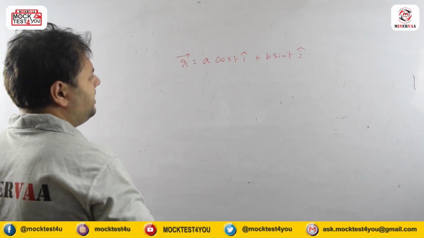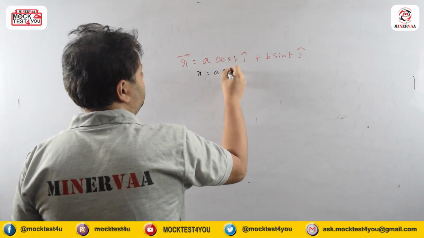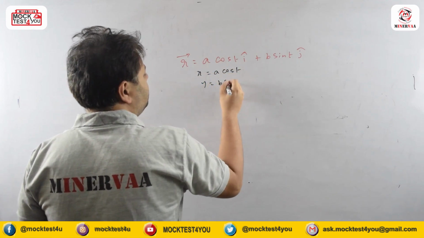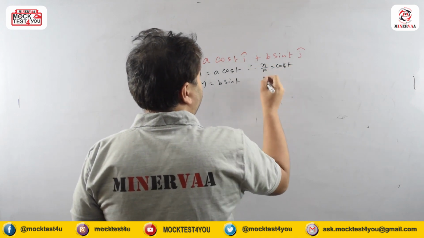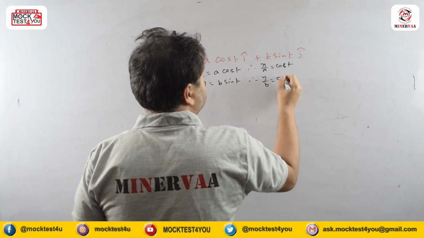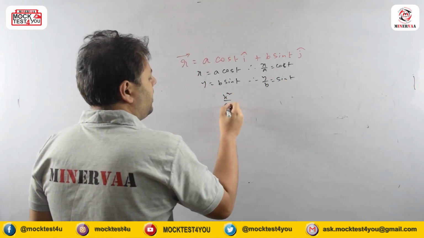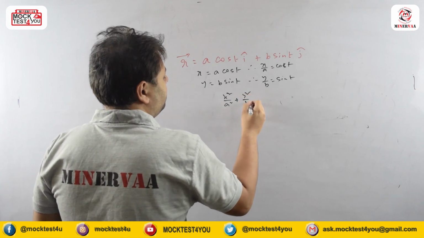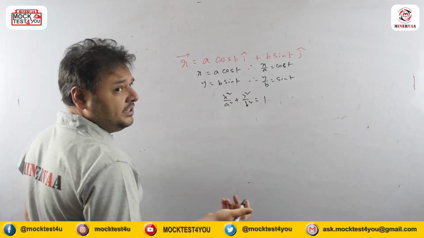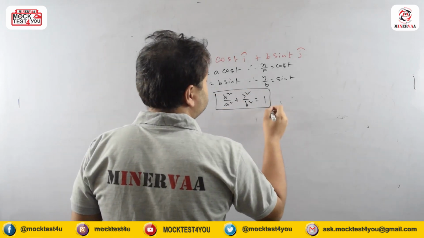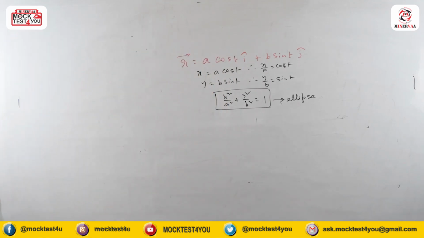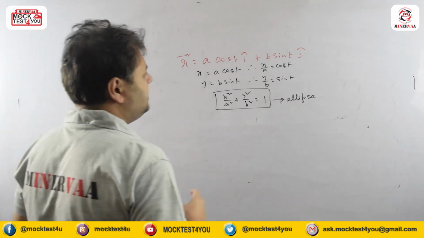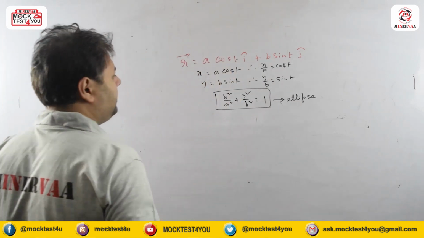So we must compare the same thing again, that x equals a cos t and y equals b sin t. So definitely x by a is cos t and y by b is sin t. So x square by a square plus y square by b square, definitely cos square theta plus sin square theta, is 1. So this kind of equation, if it is given, definitely it is an elliptical path, on which the particle is traveling along the elliptical path. So this can be a steady equation for a particle like this.